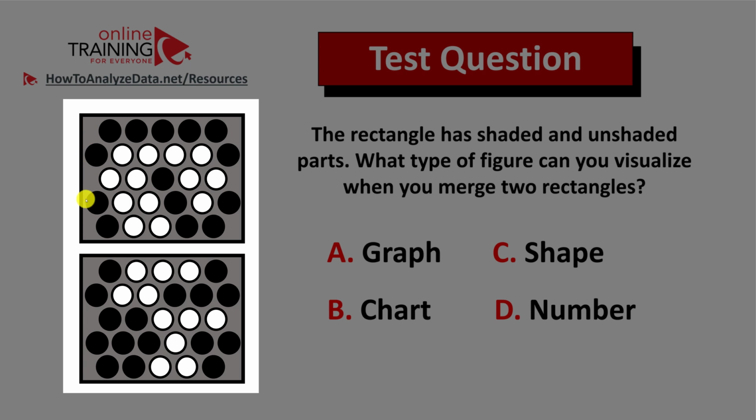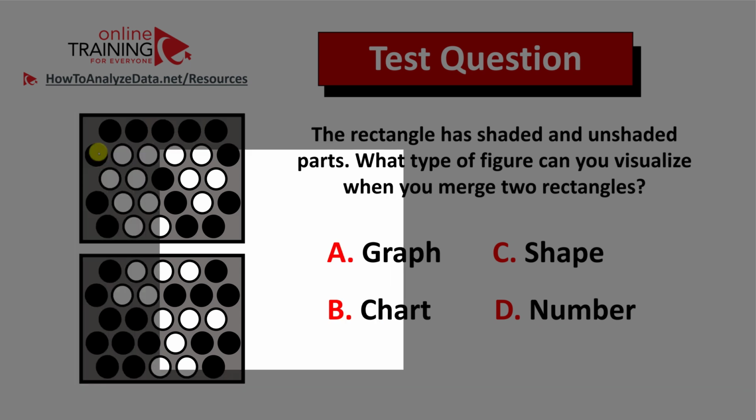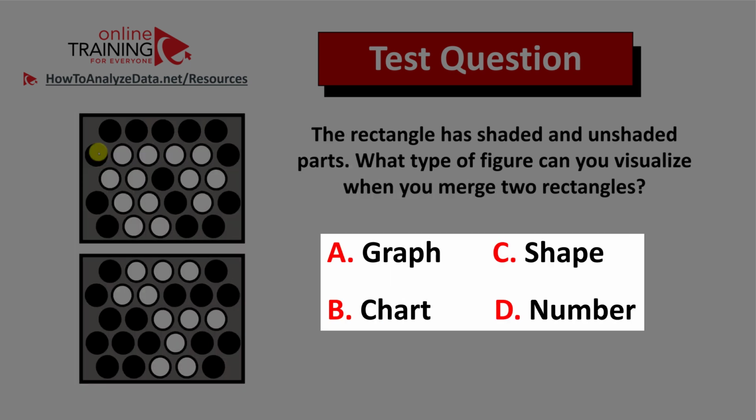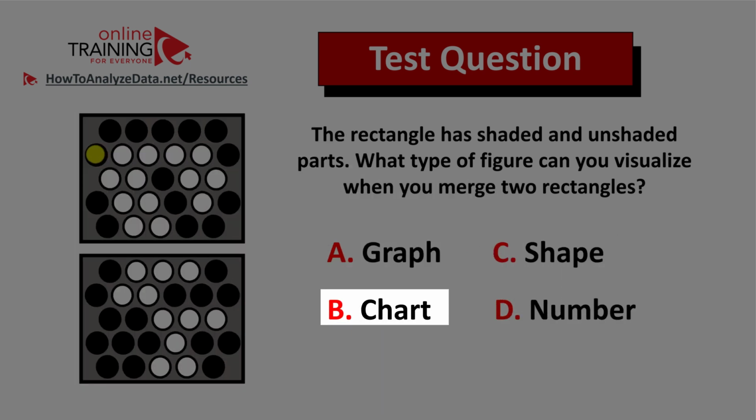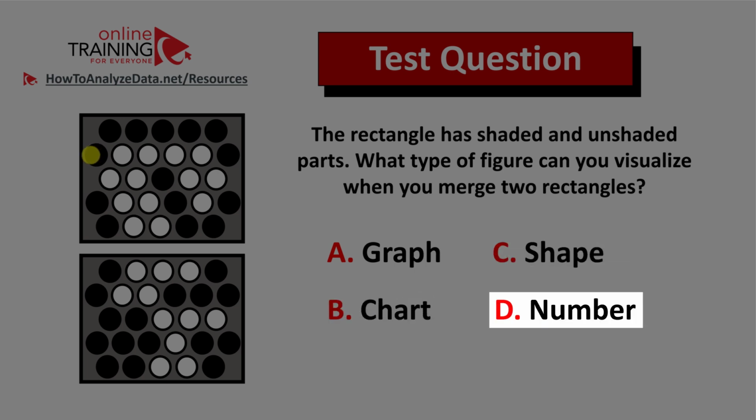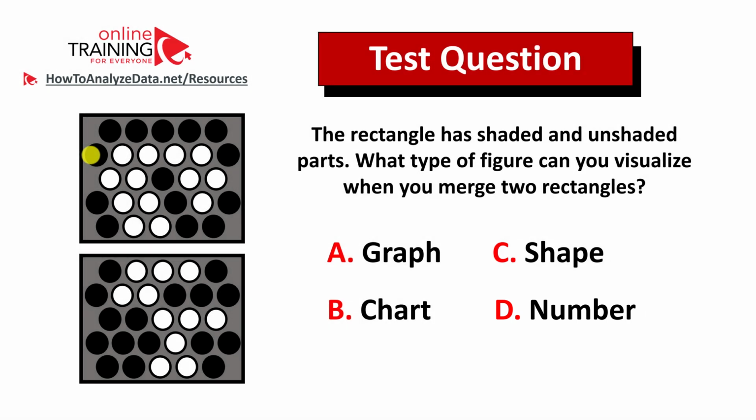You have two rectangles on the left. They have shaded and unshaded parts, represented by white circles and black circles. And you have four possible choices. Choice A, graph. Choice B, chart. Choice C, shape. And choice D, number. Do you think you know the answer? Let's continue. Please give yourself 10 to 15 seconds to see if you can come up with the solution on your own.